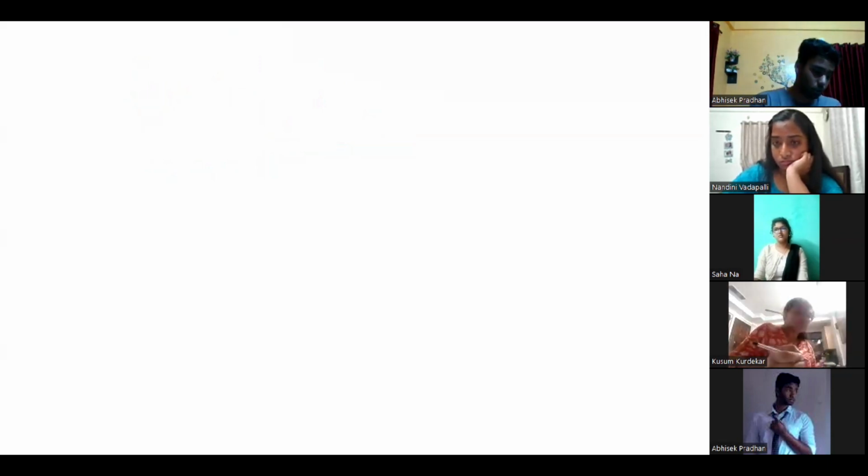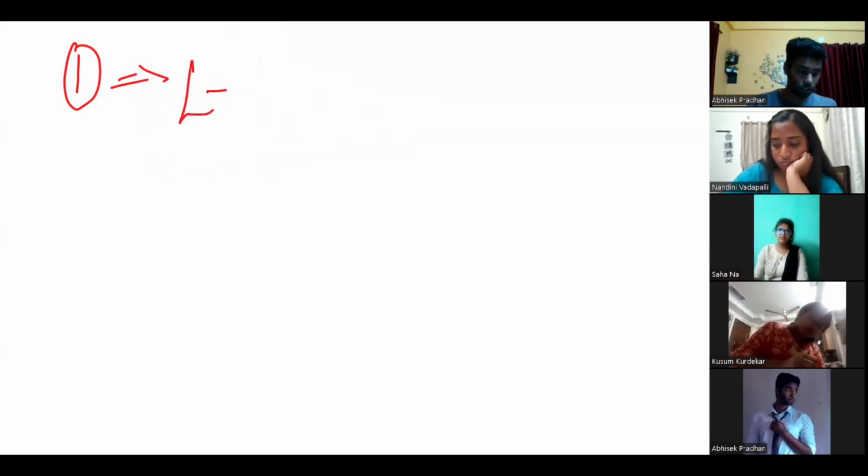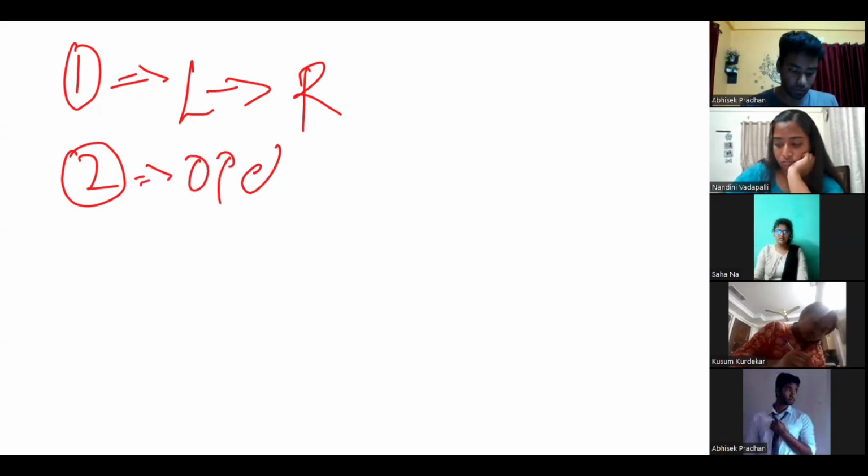Now your first step in postfix expression is, first of all, your postfix expression is evaluated from left to right. That is rule 1. Rule 2, each time we encounter an operand, we push it to the stack.